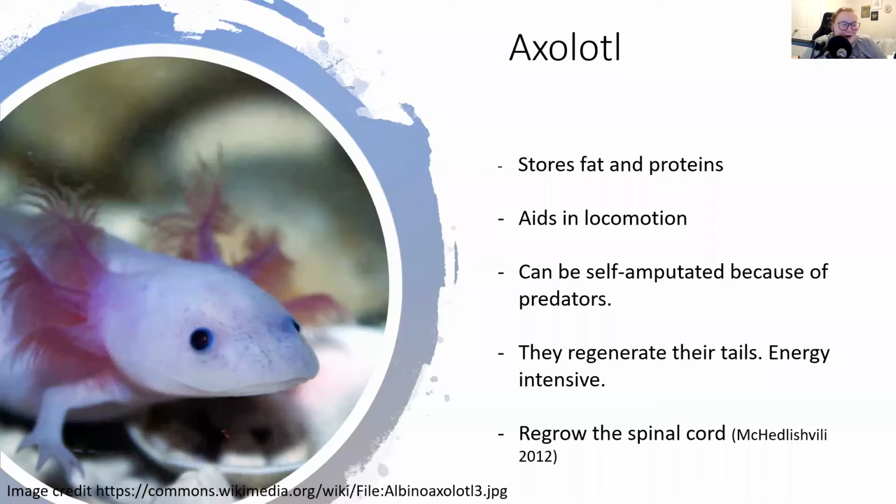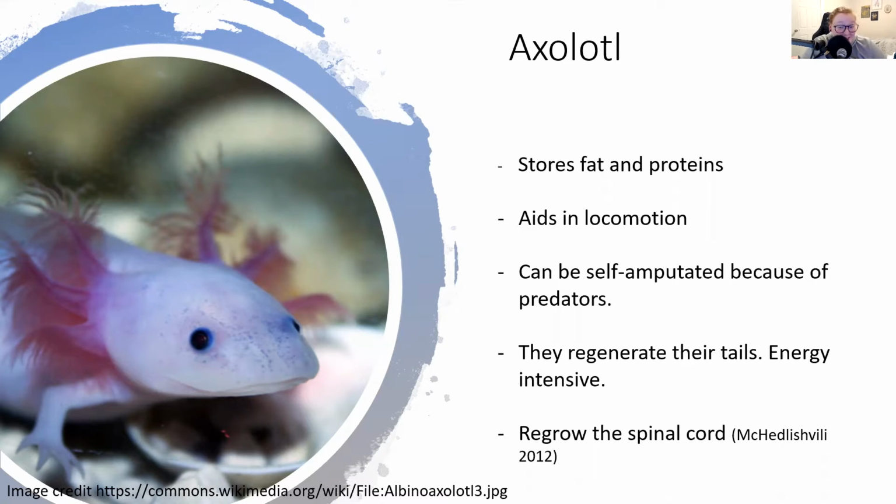So I have pictured here an axolotl. I think they're really, really cute. But they are terrestrial. No, they are not terrestrial. They spend their entire existence in water. So they're marine salamanders. This is also true of terrestrial salamanders, but we're going to focus on this little guy here. Since they live in water, their tail does actually aid in locomotion. It helps them swim. It is used as a rudder mostly. But they also store fat and proteins in their tail.